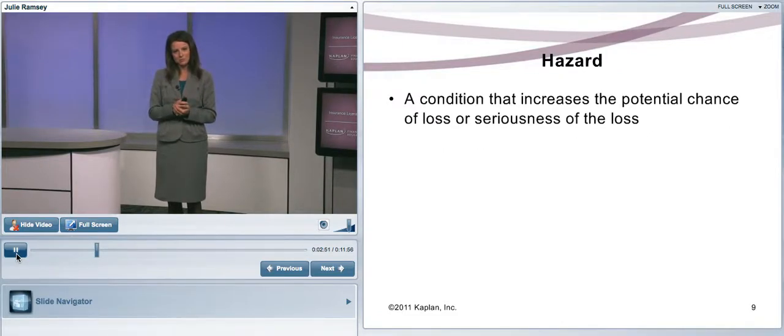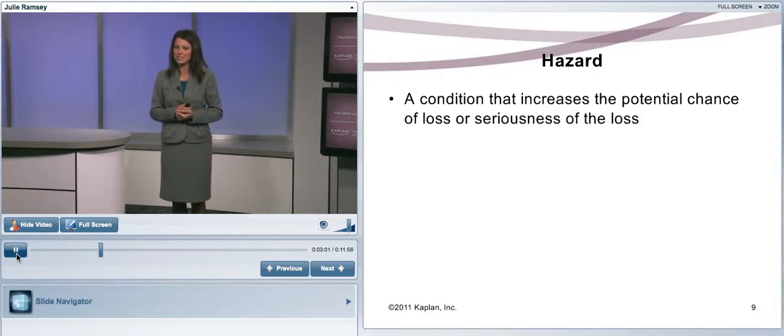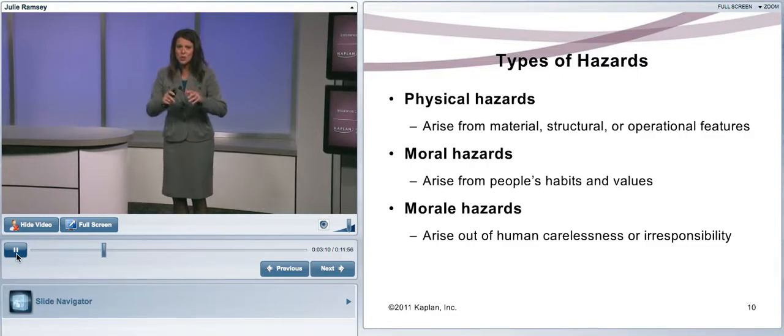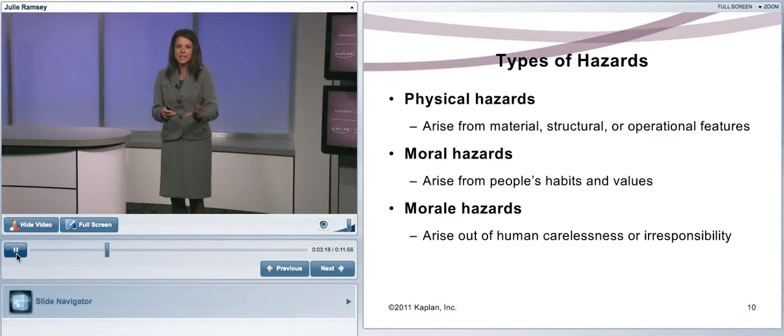What is a hazard? A hazard is a condition that increases the potential chance of loss or seriousness of the loss. Simply put, it makes it more dangerous. Now, there are three types of hazards I want you to be very familiar with. The first is a physical hazard. That means it's tangible. You can see it. Let's say that there's ice on the sidewalk, right? That makes it more dangerous. Someone is more apt to trip and fall. It's tangible. I can see it.